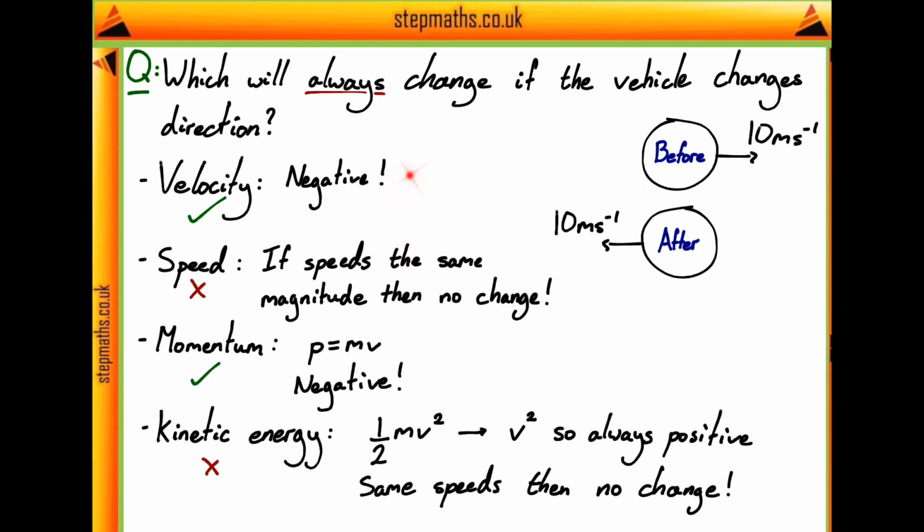So if velocity and momentum are the ones which always change, then this is going to correspond with answer E given in our question.